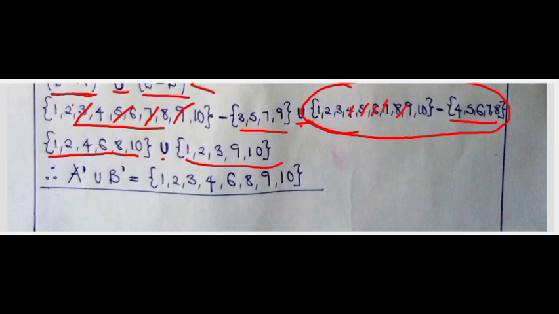Now, since the key symbol that is connecting the two sets is union, it simply means all the members, combine them but do not repeat. So therefore, we'll conclude by saying, therefore, A complement union B complement, the members that are found are 1, 2, 3, 4, 6, 8, 9, and 10. And that will be all.